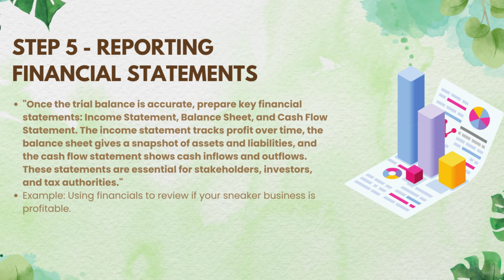5. Reporting financial statements. Once you've summarized your transactions and ensured your trial balance is accurate, it's time to report your financial statements. This is where the real storytelling happens. The 3 key financial statements you'll prepare are the income statement, balance sheet, and cash flow statement. The income statement tells you how much profit you've made over a specific period. It's your business's performance report. The balance sheet provides a snapshot of your company's assets, liabilities, and equity at a given point in time.